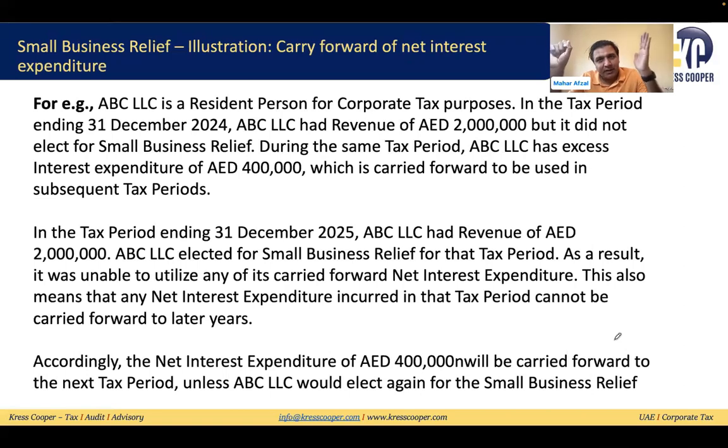If the person is in year 1 and the next 5, 6, 7 years they opted for the small business relief, it doesn't mean the period in which they have opted for the small business relief will not be considered in the time. It will be considered as lapse of time, year 2, 3, 4, 5, maximum up to 10 years, including the period in which the person has opted for the small business relief. Maximum up to 10 years, it can be carried forward. It cannot go beyond 10 years if any unutilized interest is there.